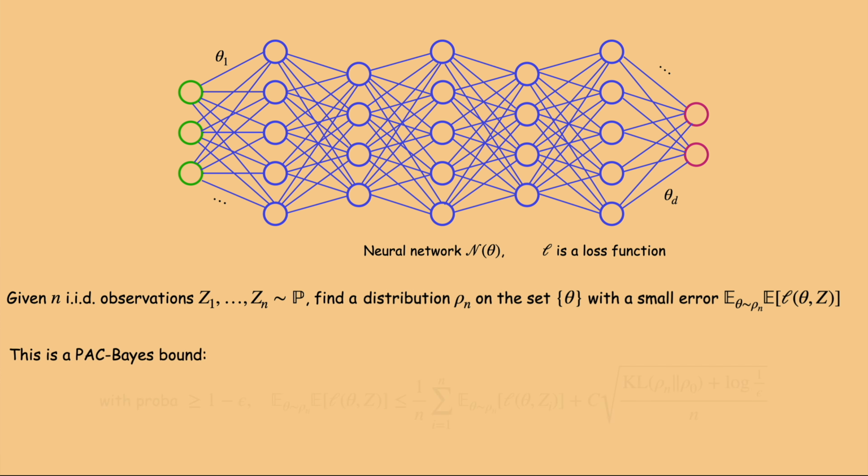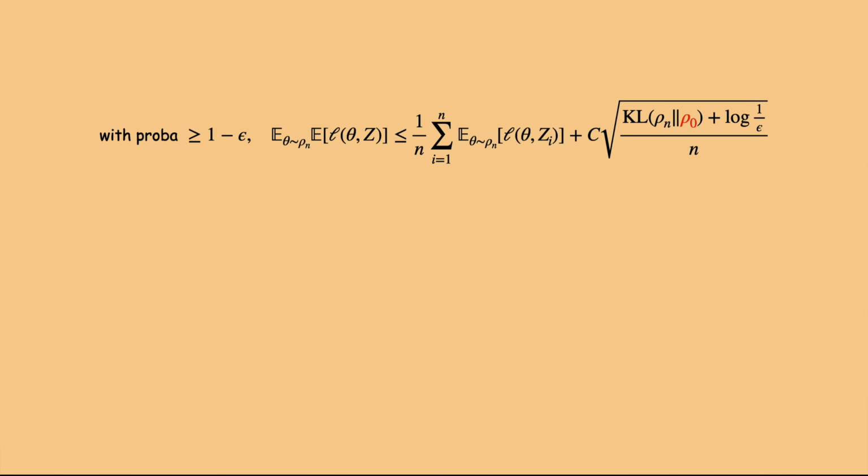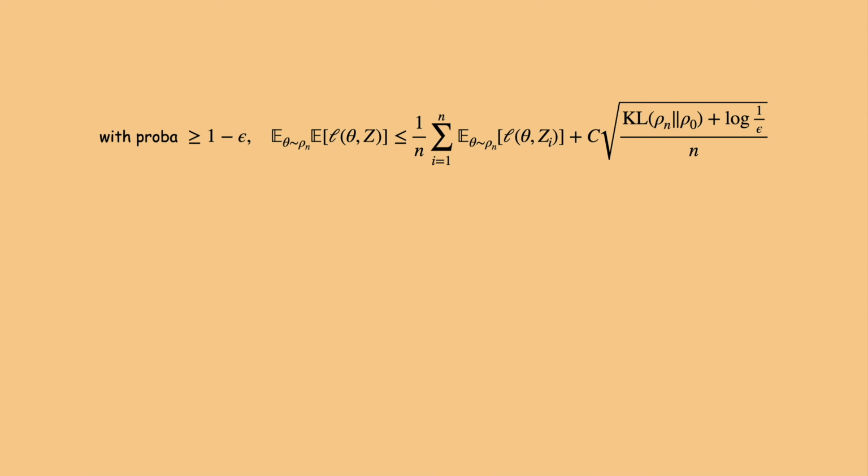Now as you can see, the bound involves a probability distribution rho 0 called the prior. This can be any distribution of your choice, but it may not depend on the observations z1 to zn. Also, the bound involves the KL, or Kullback-Leibler divergence, which measures the distance between the posterior rho n and the prior rho 0. In particular, this term is large if the posterior rho n is very different from the prior rho 0, and it is small when those are similar.